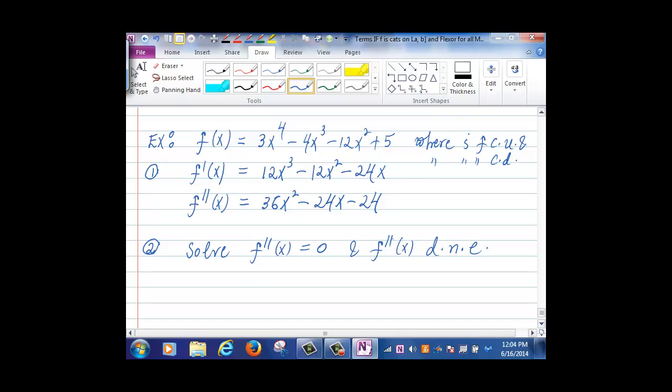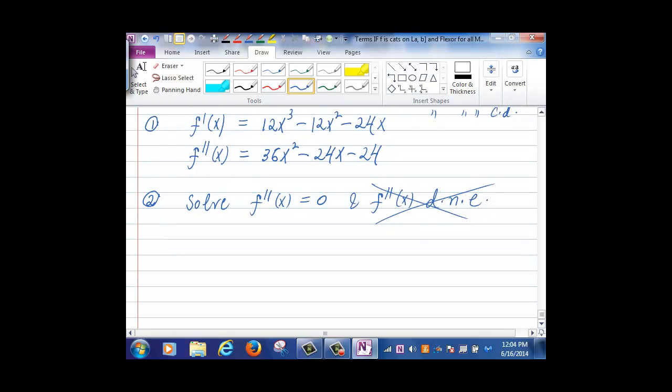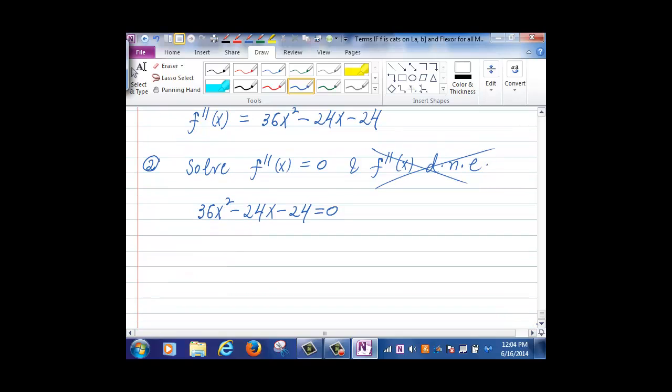Well, we know that the second derivative exists everywhere because this is a polynomial function. So all I have to do is find out where the second derivative is 0. The second derivative is 0 where 36x squared minus 24x minus 24 is 0. And I think you would agree with me that I can divide everything by 12, right? So I get 3x squared minus 2x minus 2 is equal to 0.